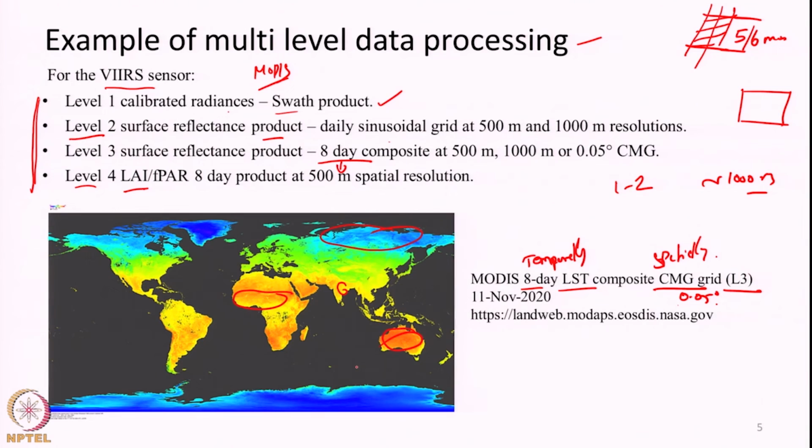Like this there can be plenty of other data sets, some hundreds of different data products are available from optical sensors. So, as the overview of this lecture, we discussed the various remote sensing data products that are available, we discussed different levels of data processing, and we just started discussing the optical data sets. We will discuss further in the upcoming lectures.